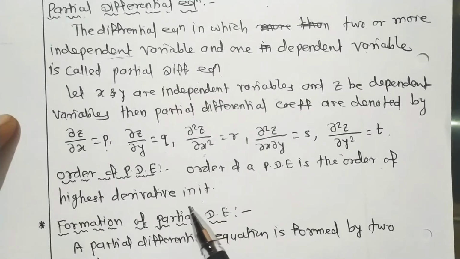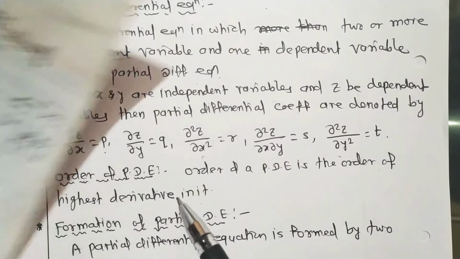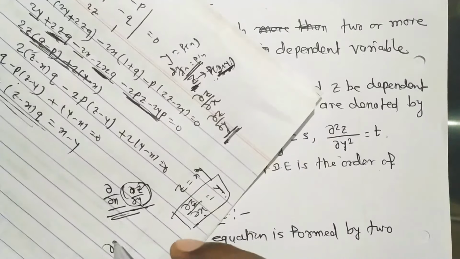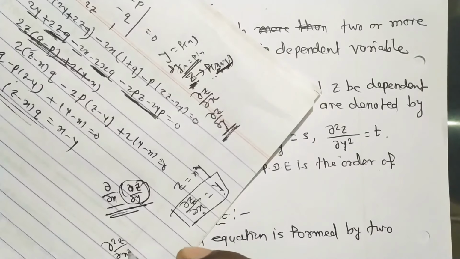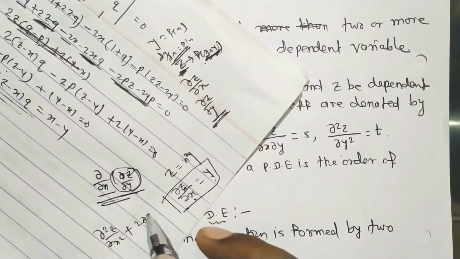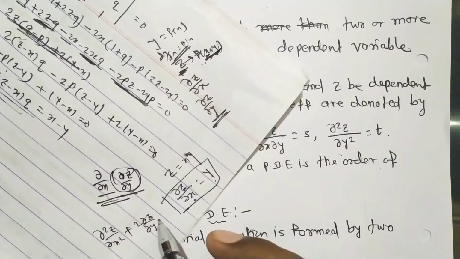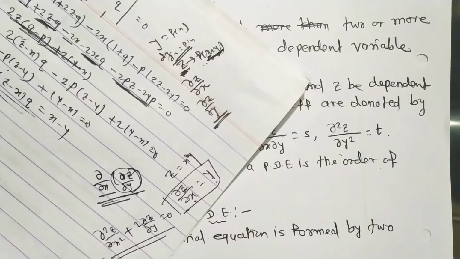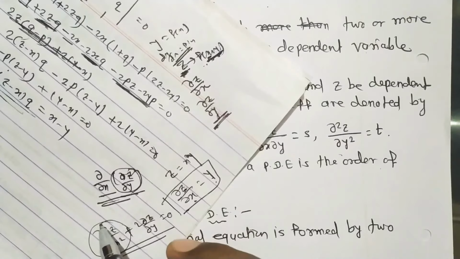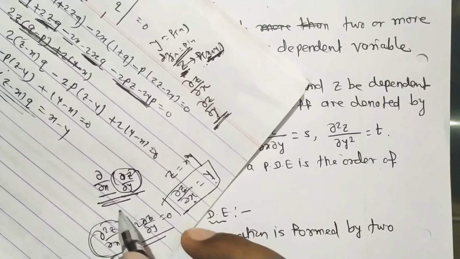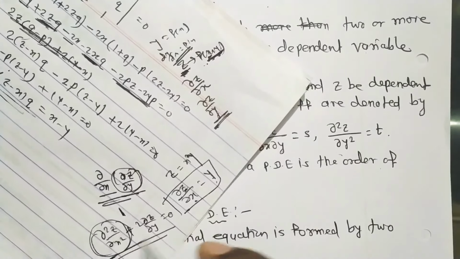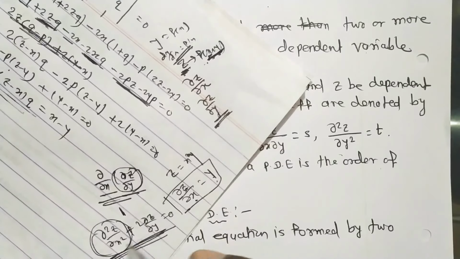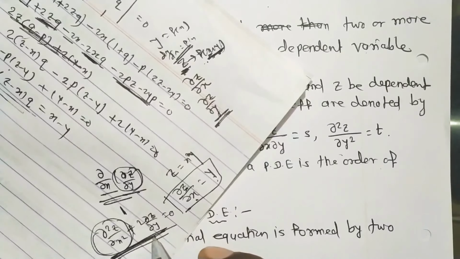And what is the degree of a differential equation? The degree of a partial differential equation is the degree of the highest derivative that appears in the equation. For example, ∂²z/∂x² + 2 ∂z/∂y = 0 is the given partial differential equation. The highest derivative is ∂²z/∂x². Its degree is 1. So the degree of this differential equation is 1 and the order is 2.